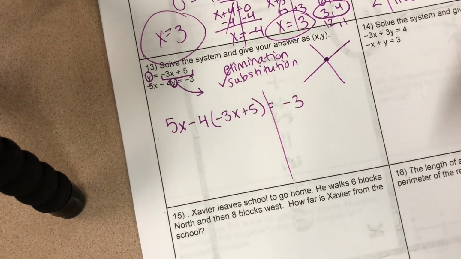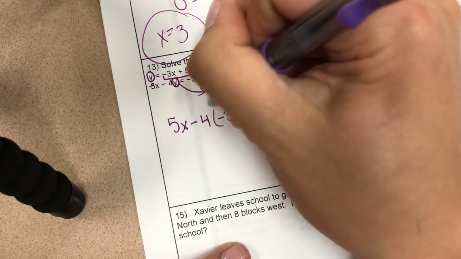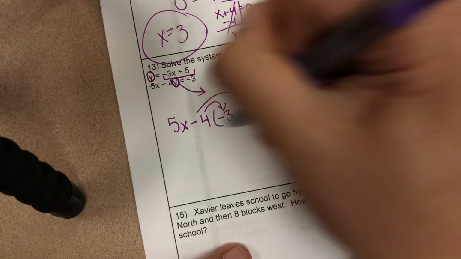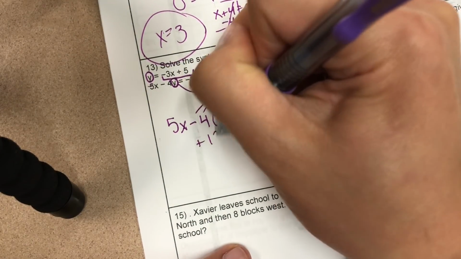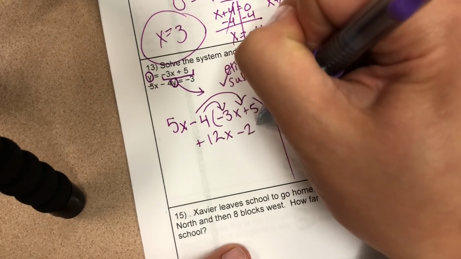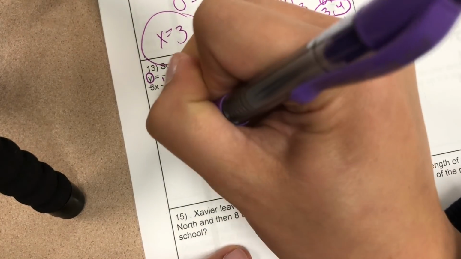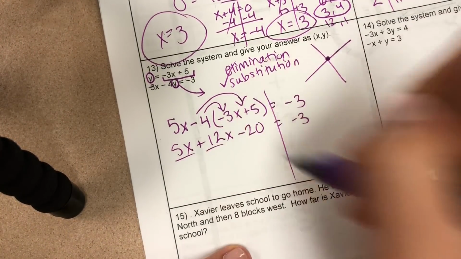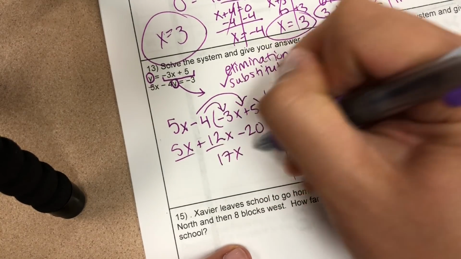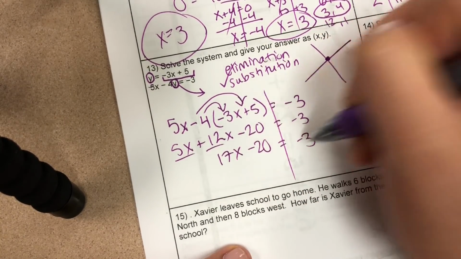From here, it's as simple as solving an equation. I'm going to do this first, distribute the negative 4. This becomes positive 12x. This becomes negative 20. I drop down the negative 3. I drop down the 5x. These two are like terms. It becomes 17x minus 20 equals negative 3.